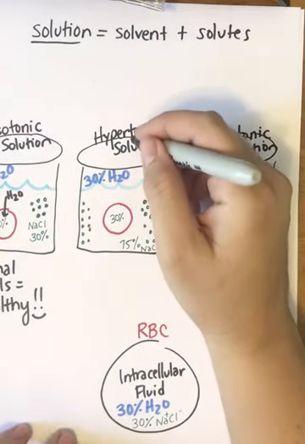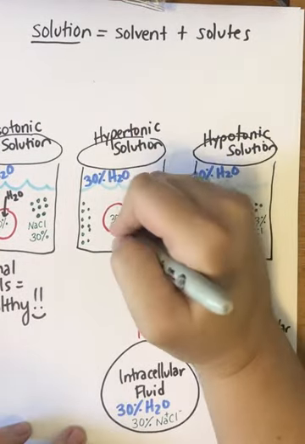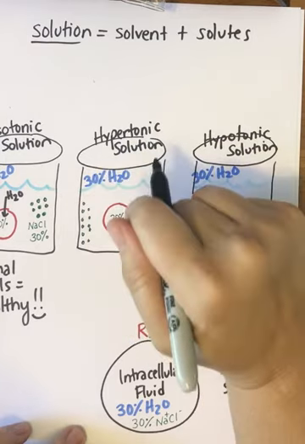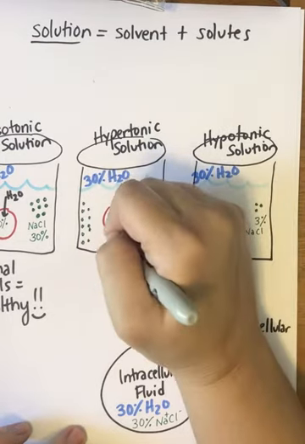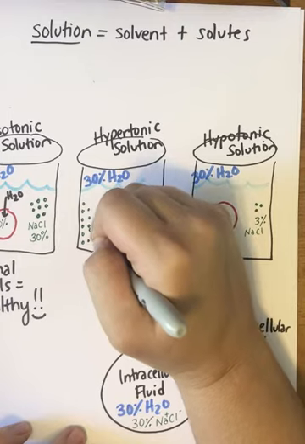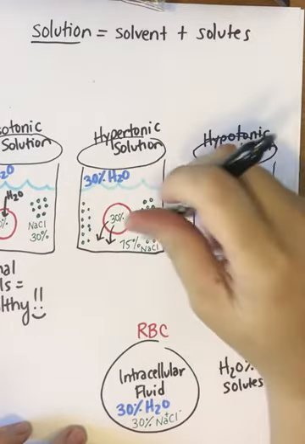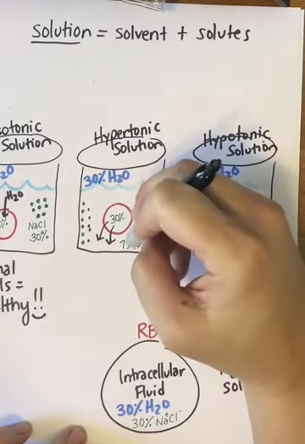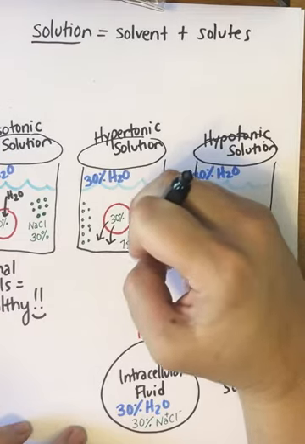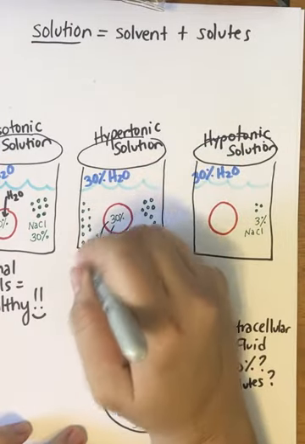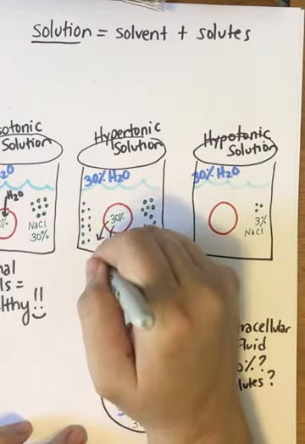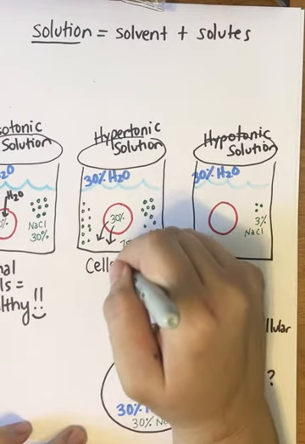So in the case of a hypertonic solution, like if you have a lot of salt in your blood, water will move out, only move out, because it goes from an area of low concentration to a high concentration of solutes. So in a hypertonic solution, our cells are going to shrivel.